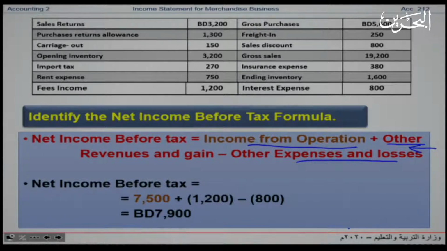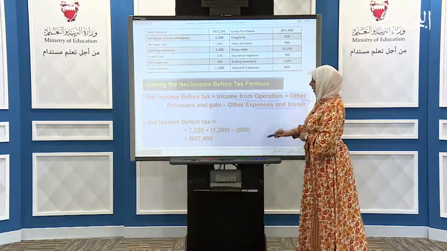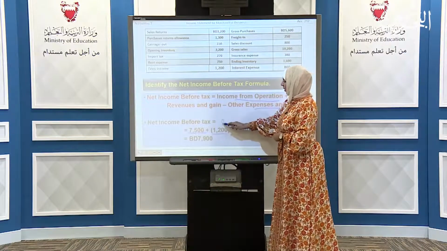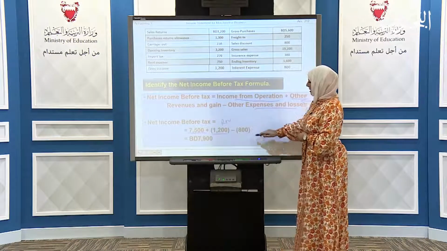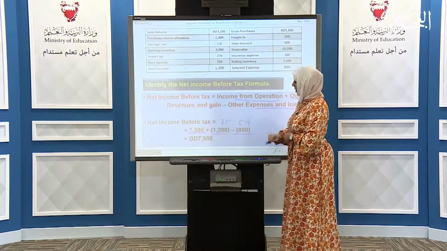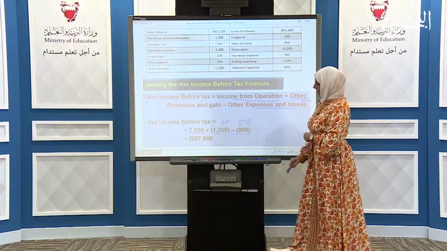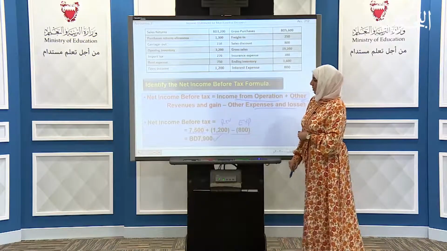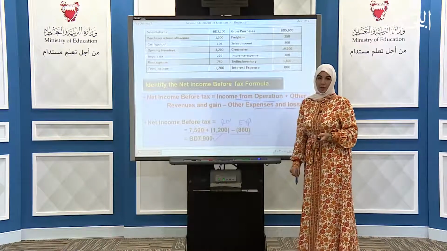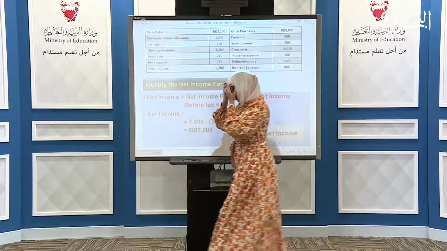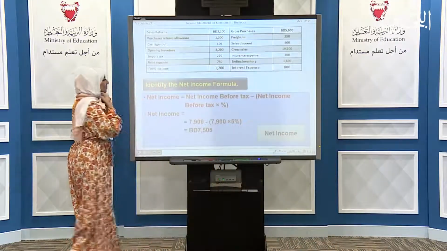I have income before tax with a figure of 7,500. I add to it 1,200 as revenue for Abdullah Company, and subtract the expense that Abdullah Company has, with a number of 800. And finally, I get the net income before tax for Abdullah Company. Then I will shift to the net income.